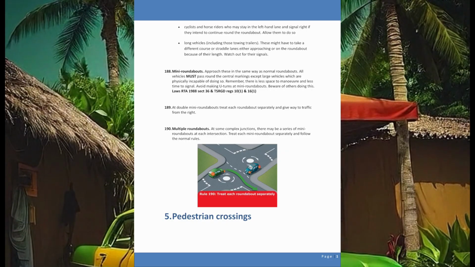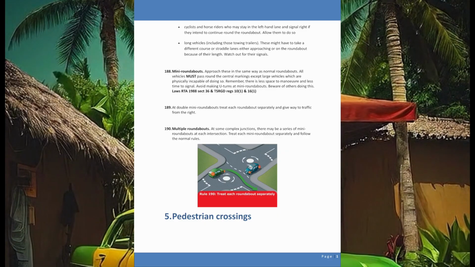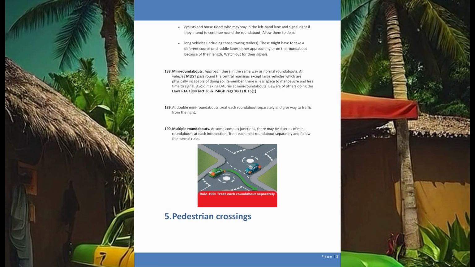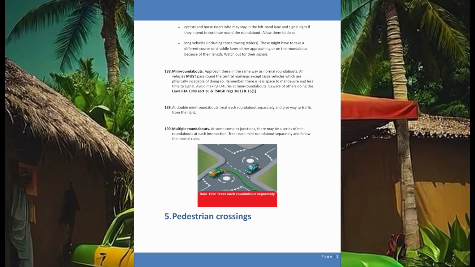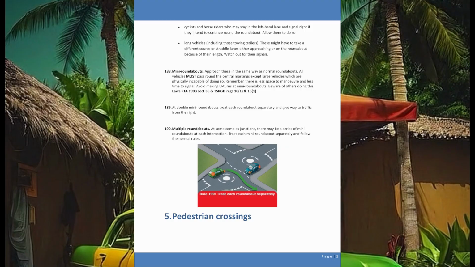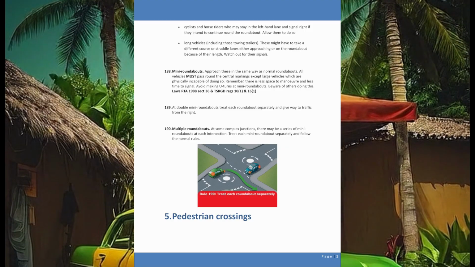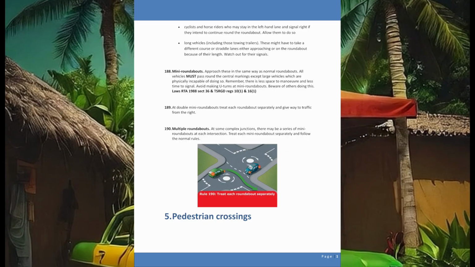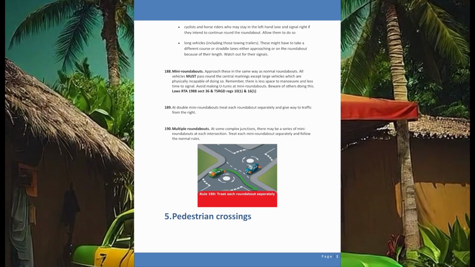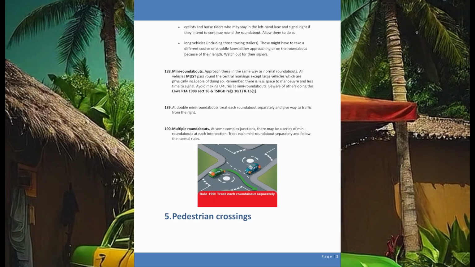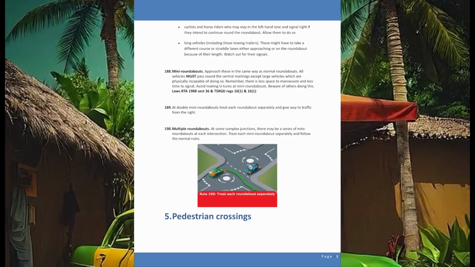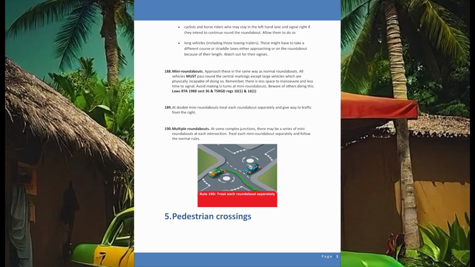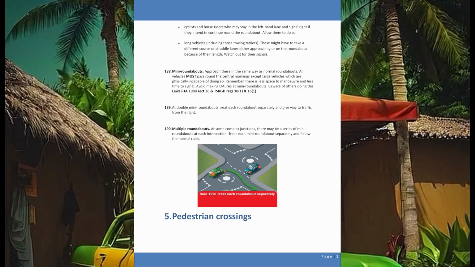Mini roundabouts. Approach these in the same way as normal roundabouts. All vehicles must pass round the central markings except large vehicles which are physically incapable of doing so. Remember, there is less space to maneuver and less time to signal. Avoid making U-turns at mini roundabouts. Beware of others doing this. Laws RTA 1988 sect 36 and TSRGD regs 10 and 16.